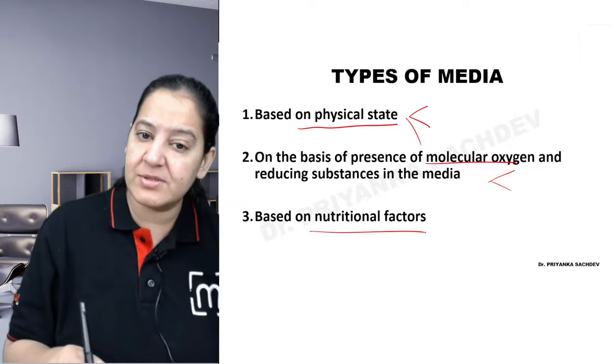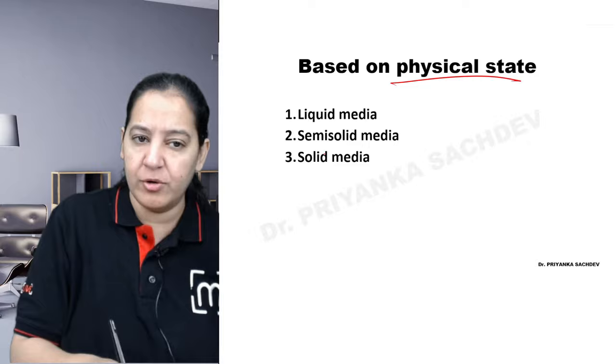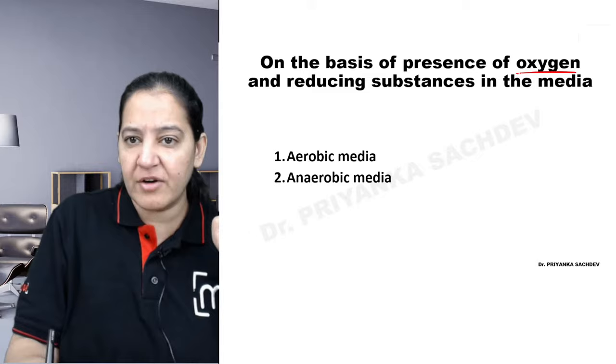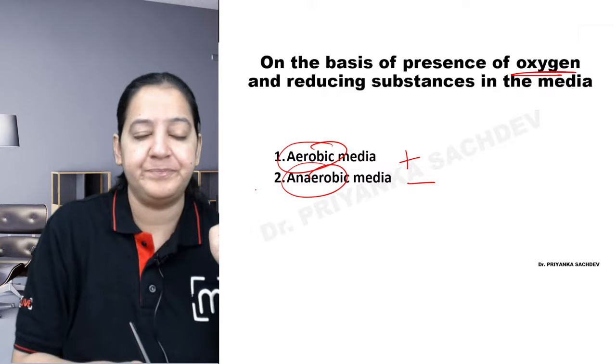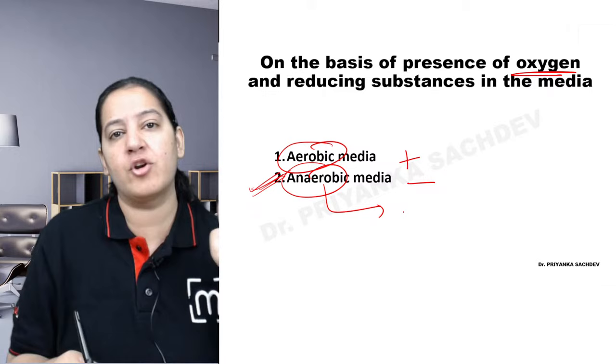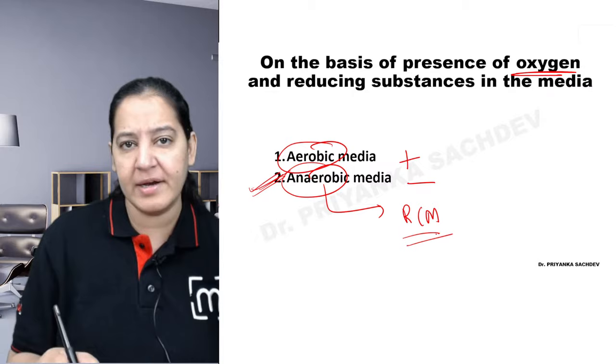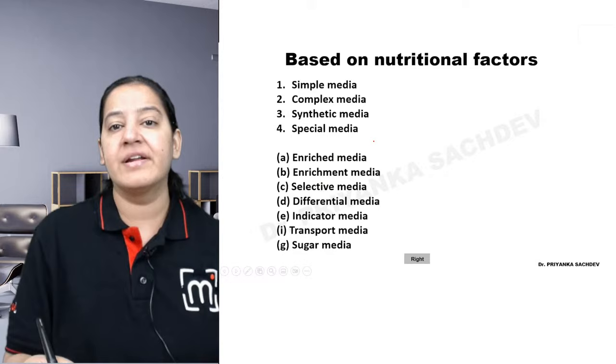So based on the physical state, as I've told you, solid, liquid and semi-solid, they are of three types. Based on the presence of oxygen, they are of two types. If oxygen is present, they are aerobic. If oxygen is absent, they are anaerobic. So anaerobic bacteria, the strict anaerobes, the obligate anaerobes, they grow only in anaerobic media. One of the best anaerobic media is Robertson-Cooked media. Robertson-Cooked media is one of the best anaerobic media, you must say, and the rest of them are aerobic, right? Number three is the most important classification, based on nutritional factor.